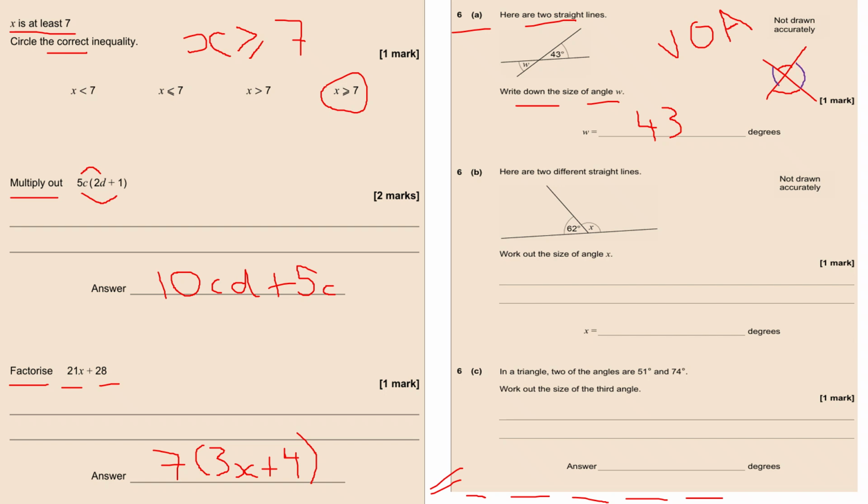Part B. Here are two different straight lines. Work out the size of angle X. Well, we know, or we should know, that angles on a straight line add to make 180. So to work out X, I'm going to do 180 subtract 62.